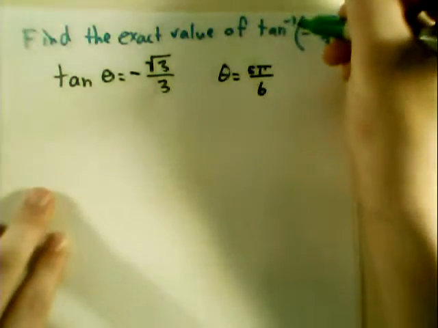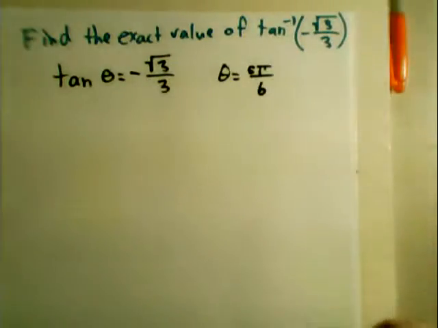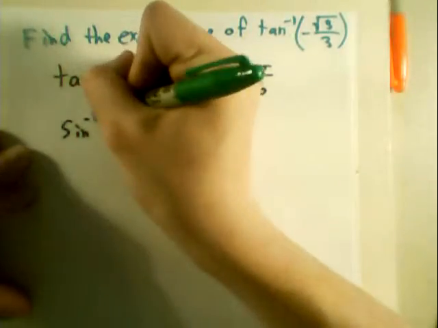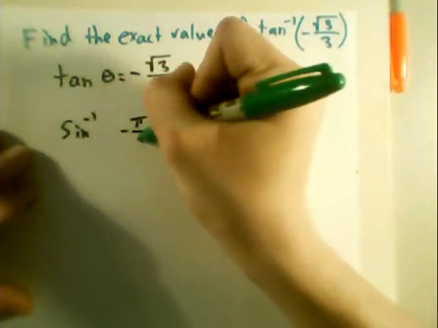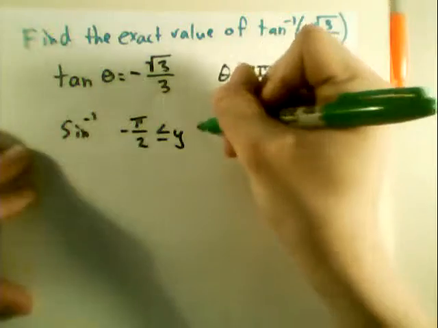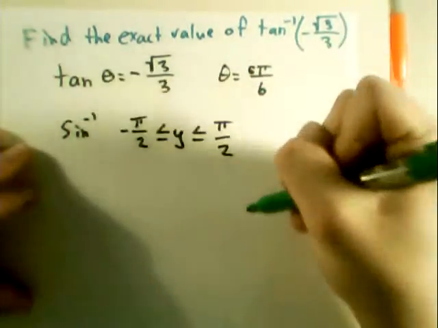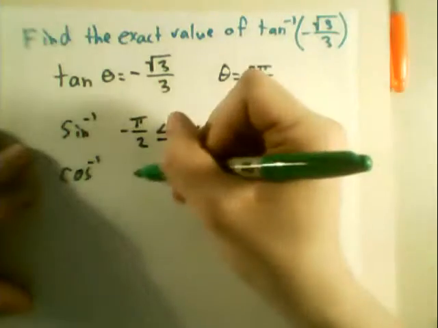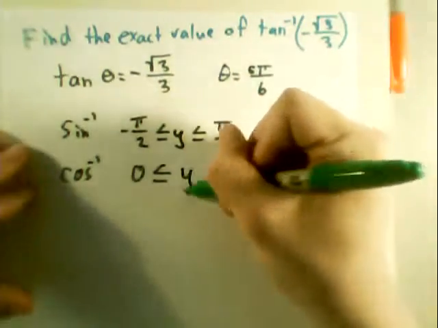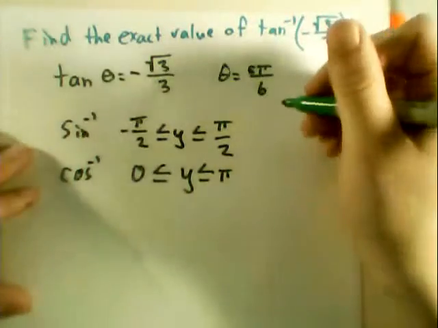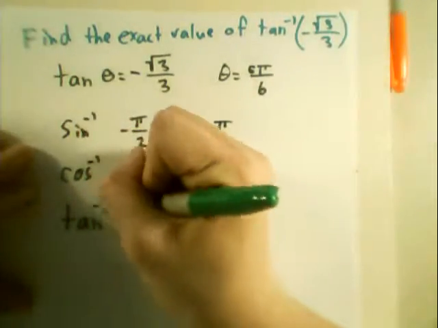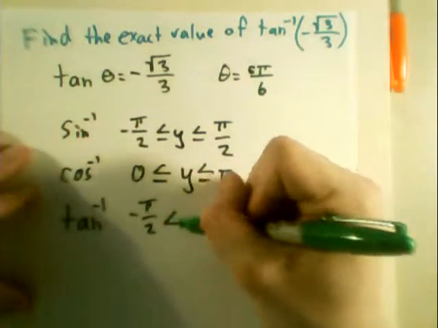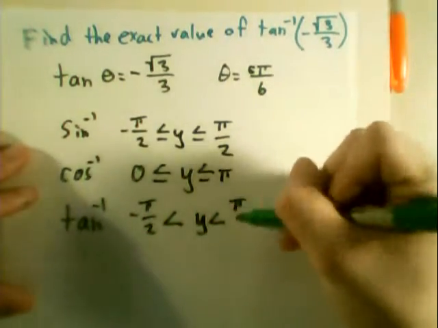However, each of the inverses have a specific restriction that their values must be in. So sine inverse has a restriction of negative pi over 2 is less than or equal to y, which is less than or equal to pi over 2. Cos inverse has a restriction of 0 is less than or equal to y, less than or equal to pi. And tangent inverse has one like sine, but it's not touching. So it's negative pi over 2 less than y, less than pi over 2.